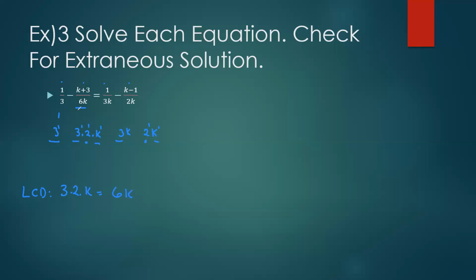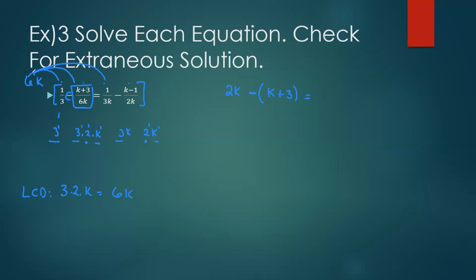Some people can see automatically that it is 6K, but this is the actual work of how you find the LCD. So you're going to multiply all 4 sides by 6K. On the first part, 6K times 1/3 is 2K. Minus, and be careful with this minus, you're going to distribute that minus later on. 6K times this, notice that the 6Ks are the same in the top and bottom. So the 6Ks cancel, and you're just left with the numerator, K plus 3.